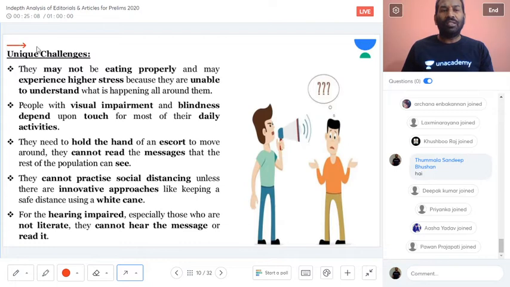And we will look at the unique challenges that people with disabilities are facing or would face generally, and also how it impacts them a lot at the time of the pandemic situation, or the outbreak of COVID-19.